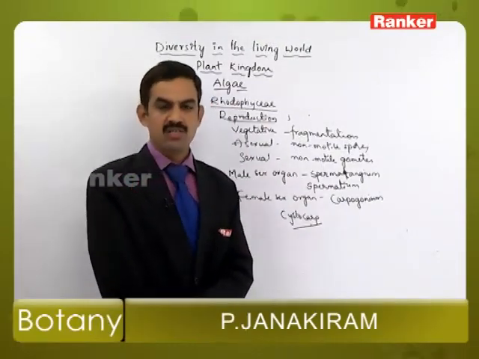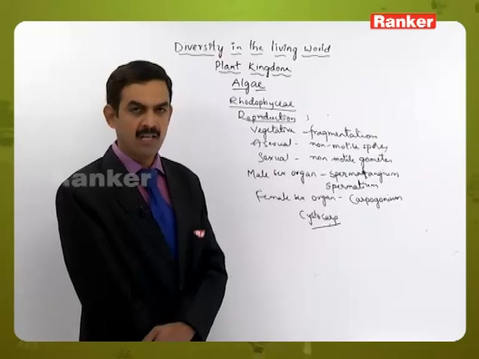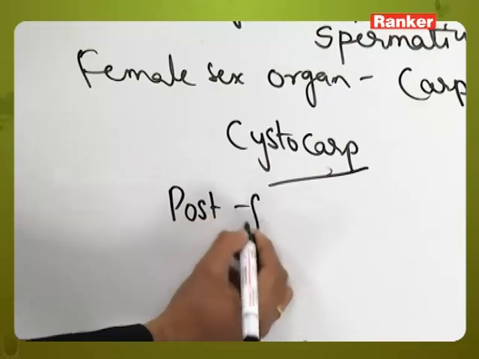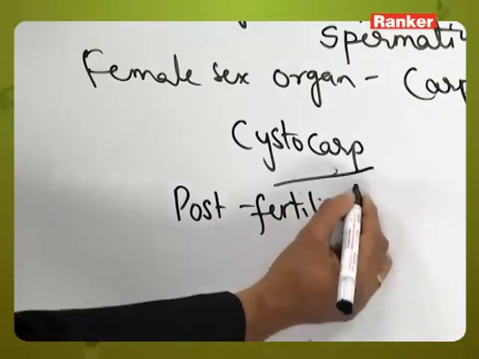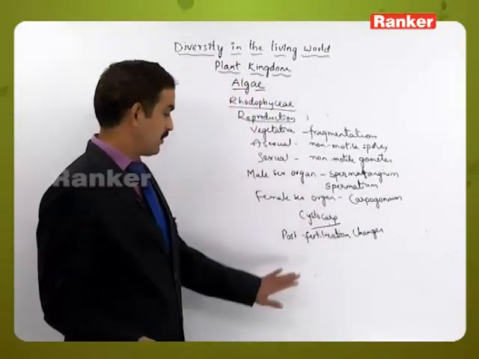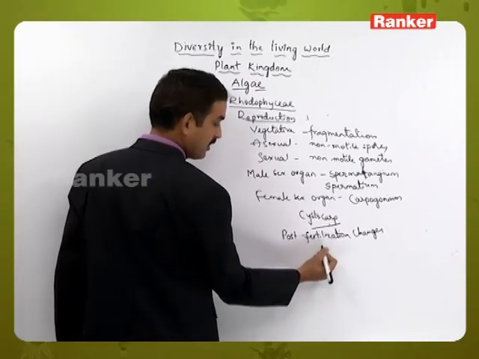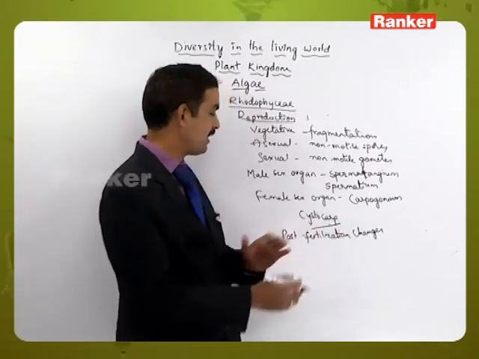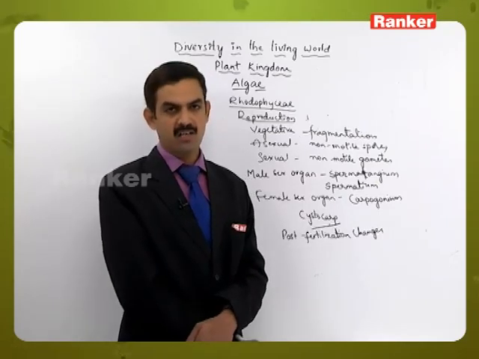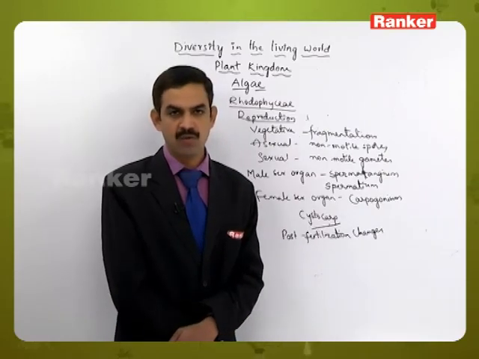Likewise, variation can be observed in the sexual method of reproduction. After sexual reproduction, some complex changes will occur, called post fertilization changes. During the formation of these post fertilization changes, the cystocarp will be formed. From there, the plant will give rise to the progeny, perpetuating its race. These changes are the characteristic features related to the Rhodophyceae members.